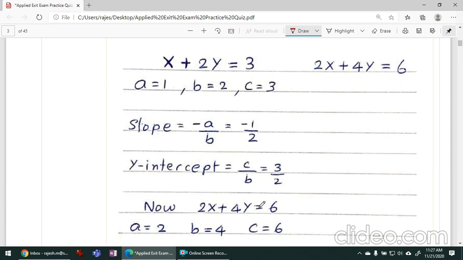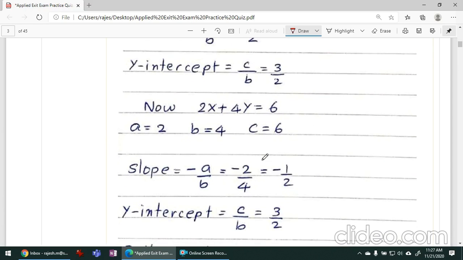Now we will go to the second equation. What is the second equation? 2x plus 4y equal to 6. So in this, what is a, b, c? A is 2, b is 4 and c is 6. Now here also you will find slope. Slope, what is slope? Minus a by b. That means minus 2 by 4 equal to minus half. What is y-intercept? Same rule, c by b. That is 3 by 2.